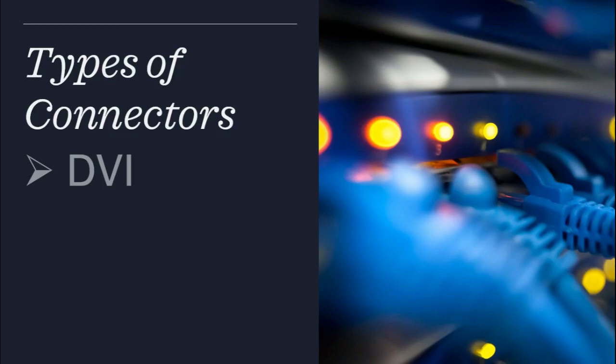A DVI port and connector are rectangular with rounded corners by design. The specification defined 5 different types of connectors, but 4 come in pairs, DVI-I and DVI-D, while DVI-A only comes in one form and is used for analog transmissions. The D variant is used for digital transmissions only. The I standard can handle both.